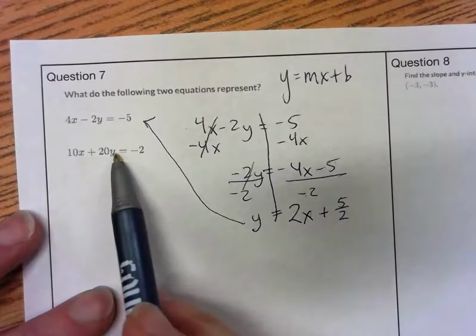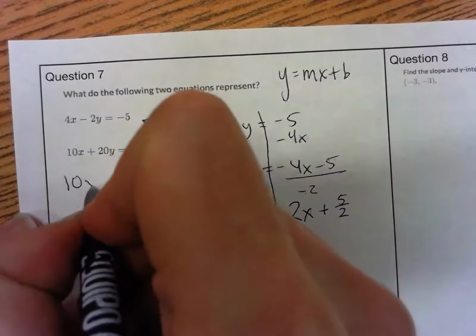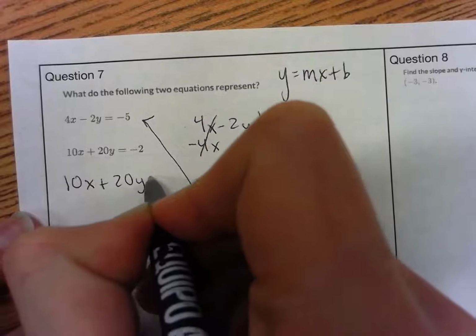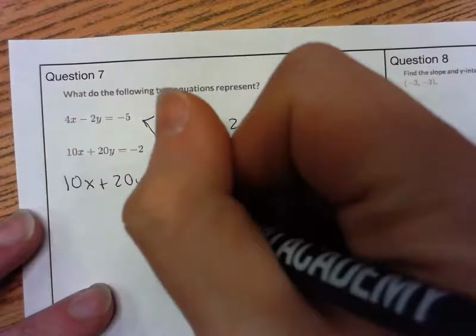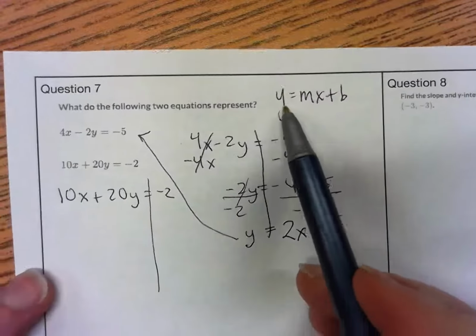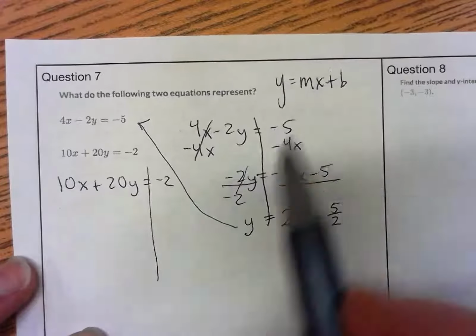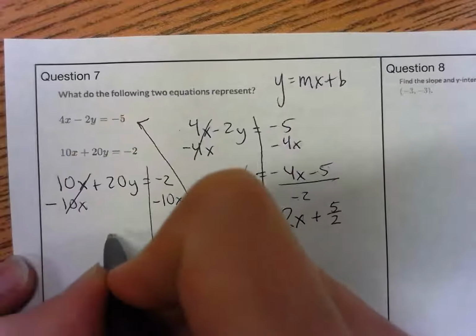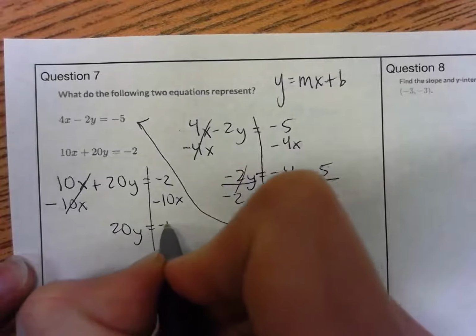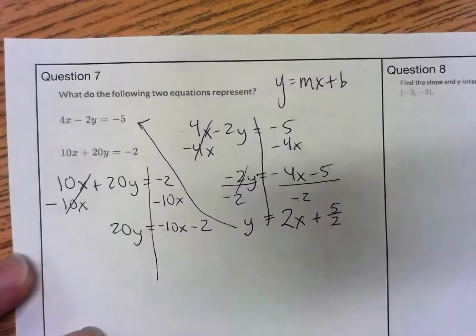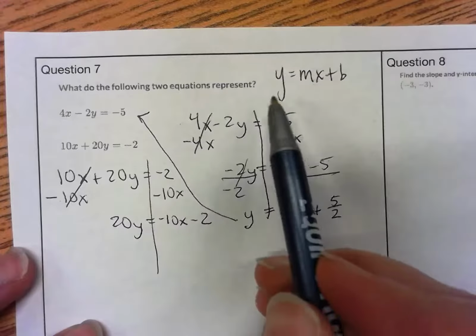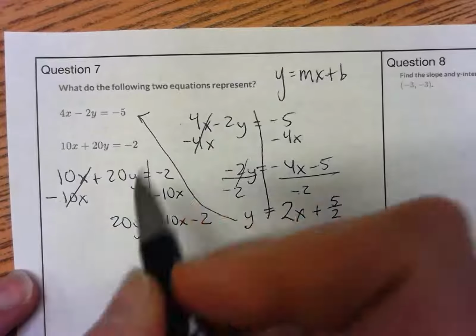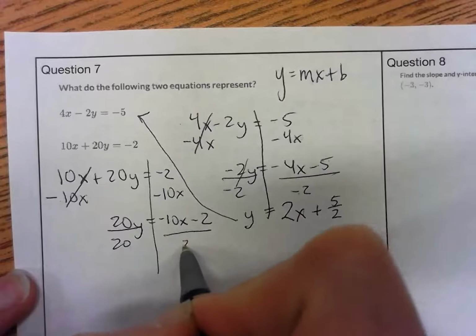Now we just need to do the same thing with this second equation. So I'm going to say 10x plus 20y equals negative 2. Again, I need to get the y by itself. So right here I have this 10x that we need to deal with. I'm going to subtract 10x on both sides. And we're left with 20y equals negative 10x minus 2. Again, I'm writing the x first because of the format right here. Then I need to divide by 20 on both sides.